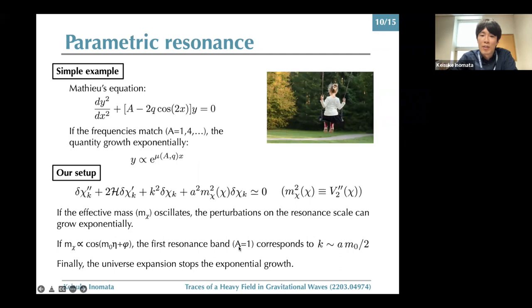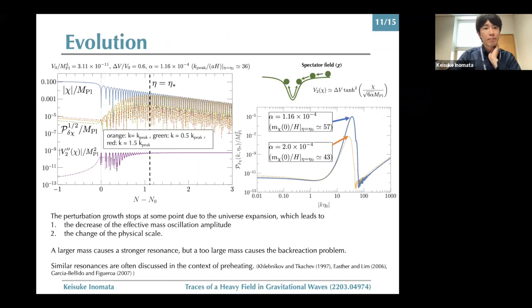So let me show you the numerical result. This left figure shows the evolution of the quantities. Again, this is the situation: the spectator field starts to oscillate during inflation. This blue line shows the background value of the spectator field, and the x-axis is the e-fold. N zero means the time when the spectator field crosses the origin for the first time. At some point, the spectator field starts to oscillate like this, and the oscillation amplitude decreases due to the expansion of the universe. And this line shows the evolution of the effective mass, and the dotted line shows the negative mass.